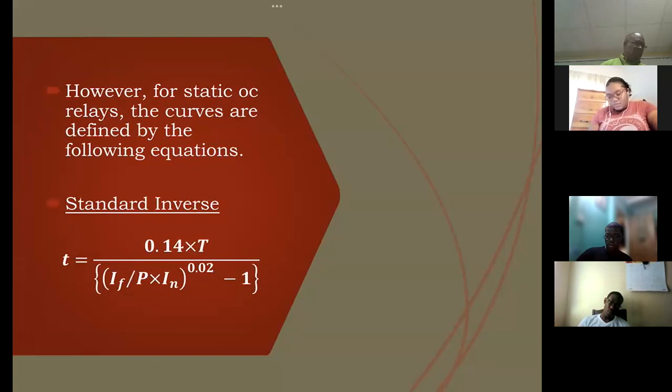So for your standard inverse, that's the equation: 0.14 times T over (IF divided by PIN) to the power 0.02 minus 1. And that gives you the operating time of the relay.